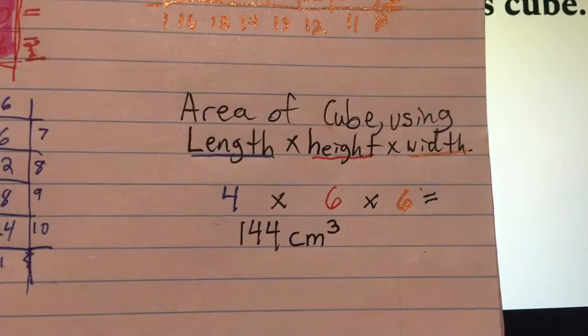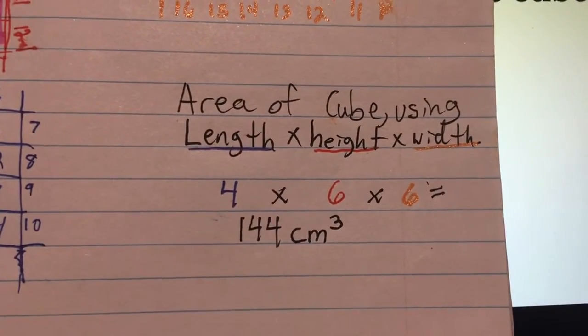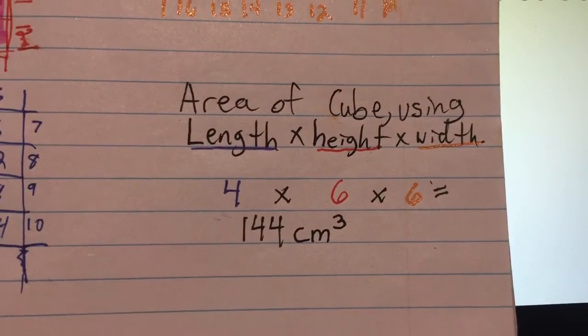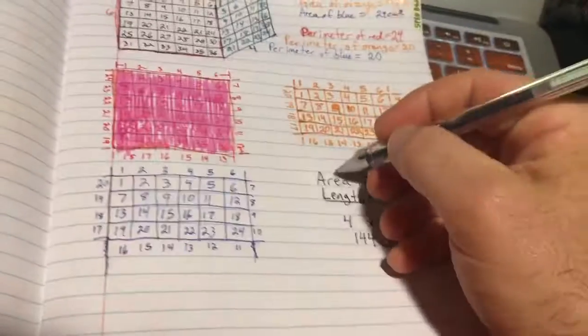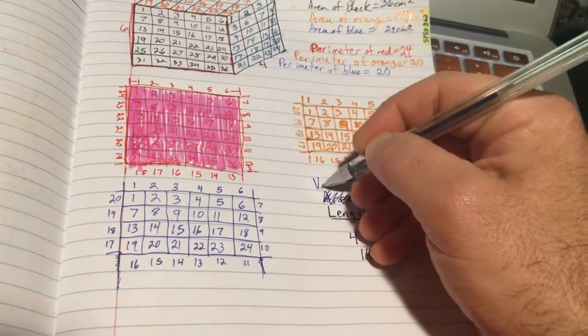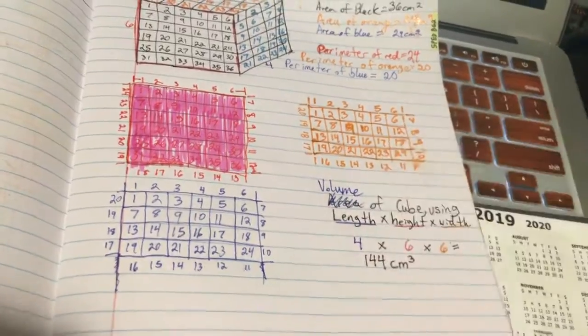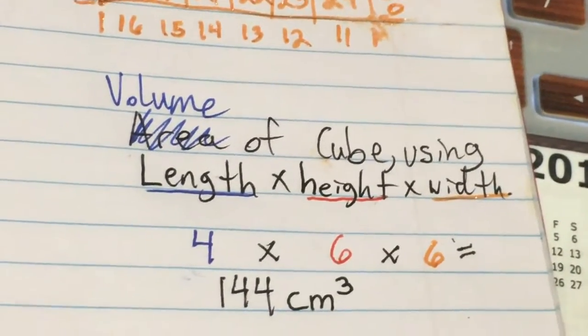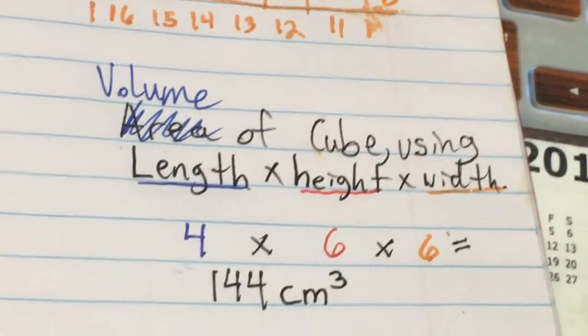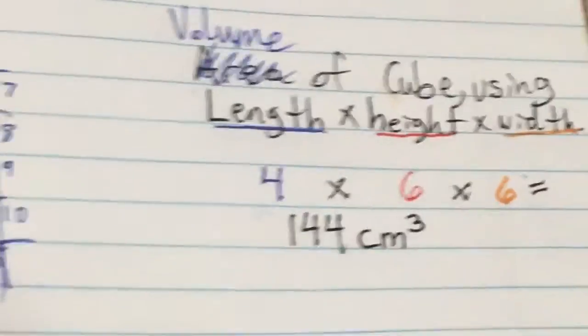Okay. Now I'm going to go 1 step further today. The last thing that I really want to step into is the volume. And that is not correct. I made a mistake here. That's supposed to say volume. Apologies. Volume of a cube is length times height times width. That means 4 times 6 times 6.